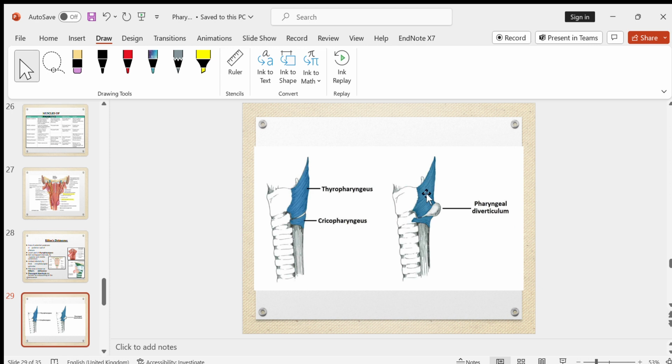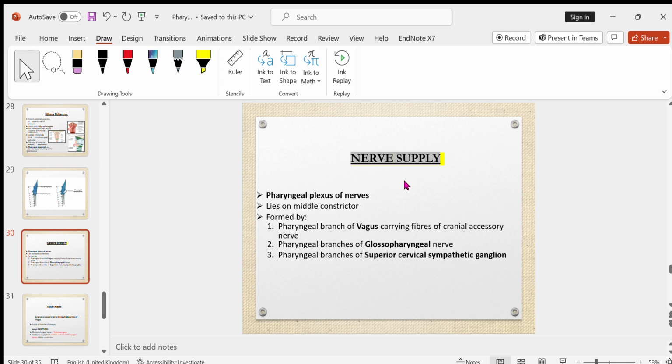Here you can see this is thyropharyngeus part of the inferior constrictor and this is the cricopharyngeus part of the inferior constrictor. As you can see, the direction of the fibers is also such that this is for propulsion of the food and this is for the sphincteric action. Now, the nerve supply of all the muscles of the pharynx is the pharyngeal plexus.